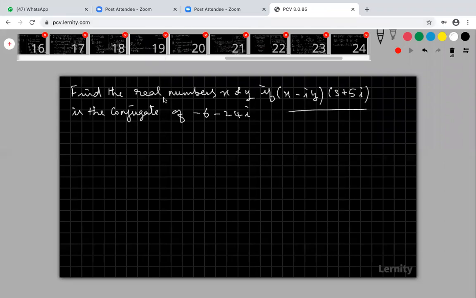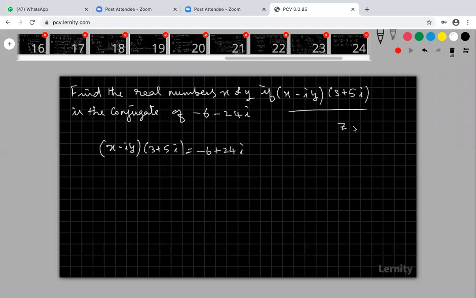Okay, please try to understand. Find the real numbers x and y if (x minus iy)(3 plus 5i) is the conjugate of minus 6 minus 24i. Look at that, this (x minus iy)(3 plus 5i) is equal to, what is this? This is the conjugate of this. What is the conjugate of this number? I have already told that my conjugate is minus 6 plus 24i.